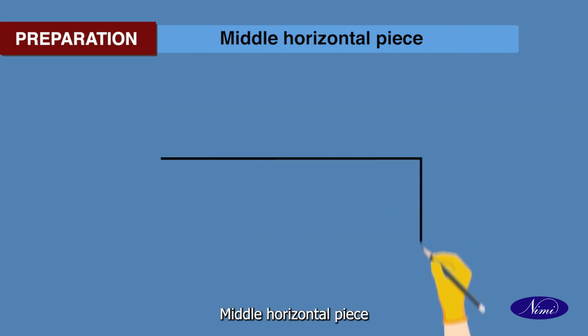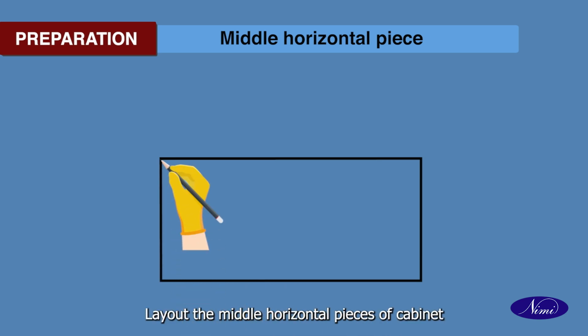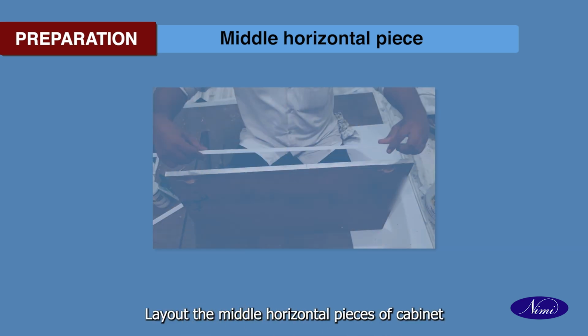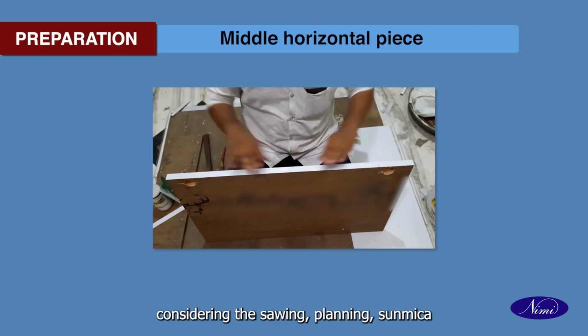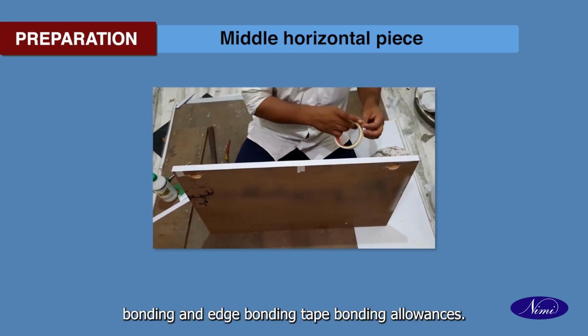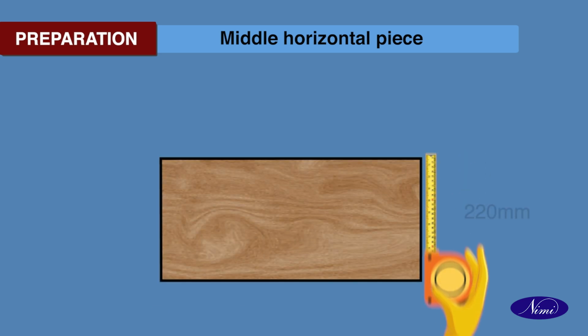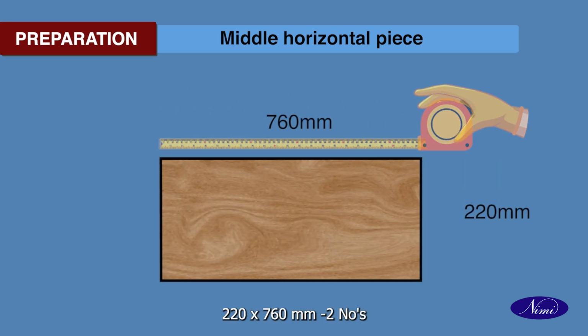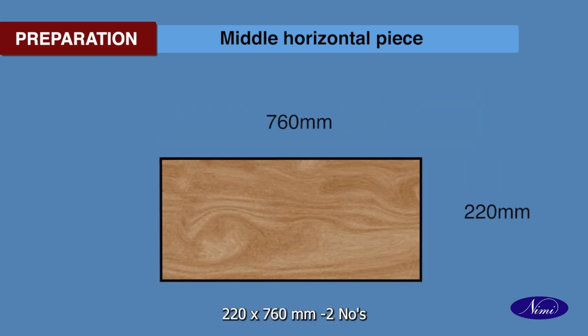Middle horizontal piece. Lay out the middle horizontal pieces of cabinet considering the sawing, planning, sunmaker bonding and edge bonding, tape bonding allowances. 220 into 760 mm, 2 numbers.